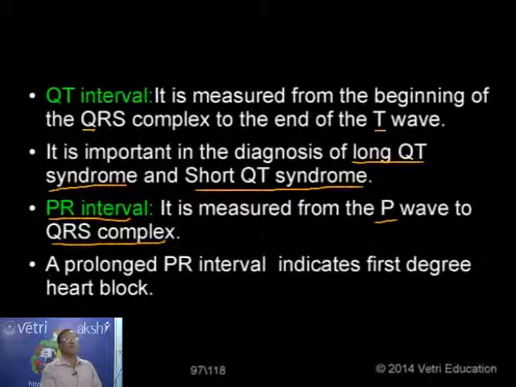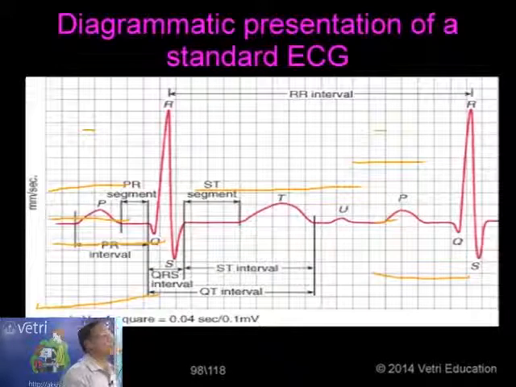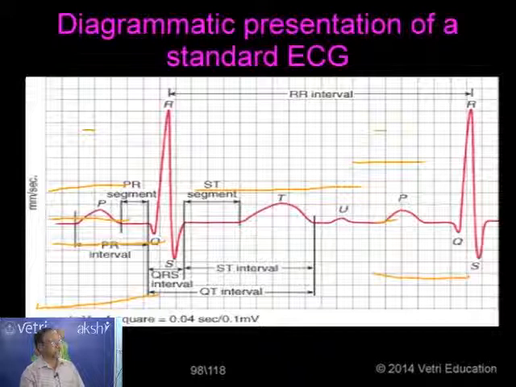If the interval, that is the PR interval, is very prolonged, if it is prolonged for a long time, it indicates first degree heart block. Sometimes it may be confused with heart attack, but both are different. So a prolonged PR interval indicates first degree heart block. These are all the diagnostic characters that can be known with the help of just the ECG.